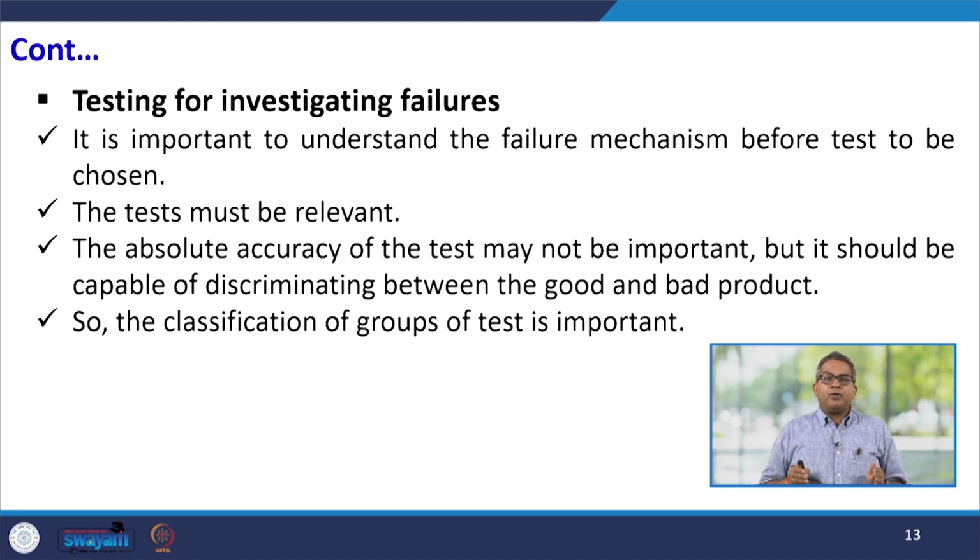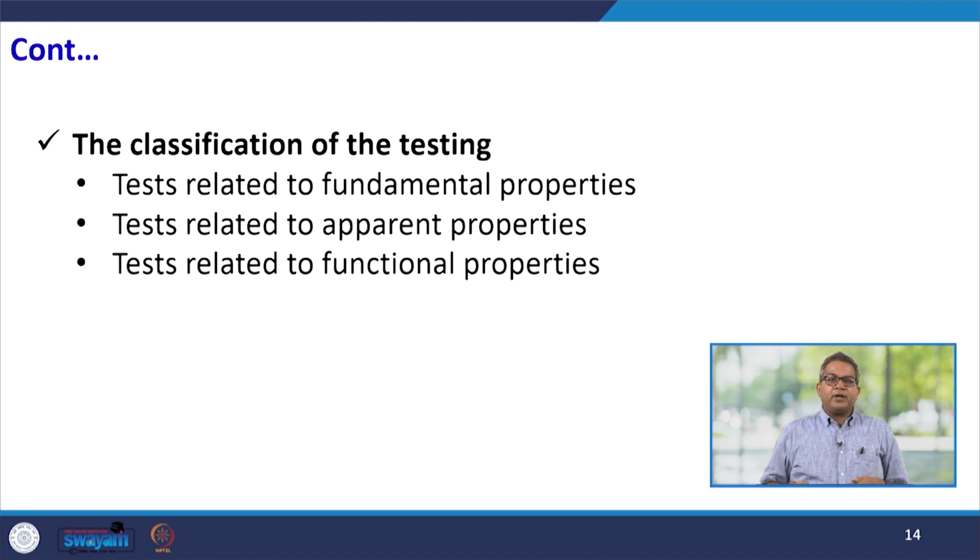Now, testing for investigating failure. It is important to understand the failure mechanism before the test is chosen, and these tests must be relevant. This particular information is quite essential, because in case of a failure, we need to find out the root cause of that particular failure, and that is why the investigation needs to be carried out. The absolute accuracy of the test may not be important, but it should be capable of discriminating between the good and bad product.